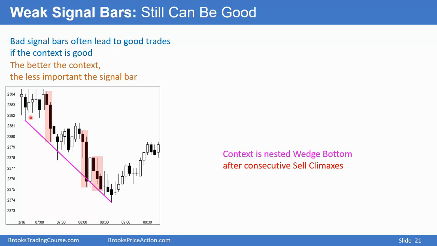Nested wedge bottom, trying to reverse up from the third push. 1, 2, 3, third push. 1, 2, or 2, and then 3. Context is very good for a buy here. But the signal bar is bad. It's also the 6th consecutive bar down. 5 of the bars had bear bodies. Not a great setup for the bulls, but the big picture is good.